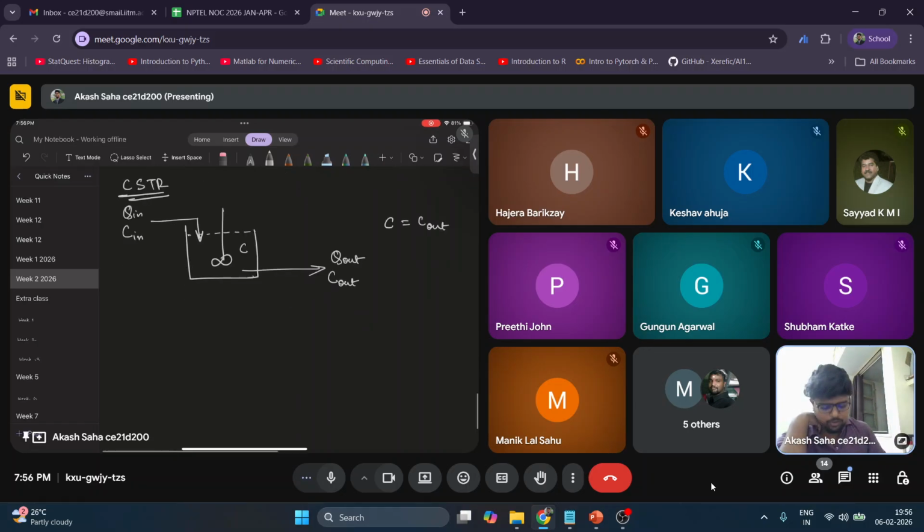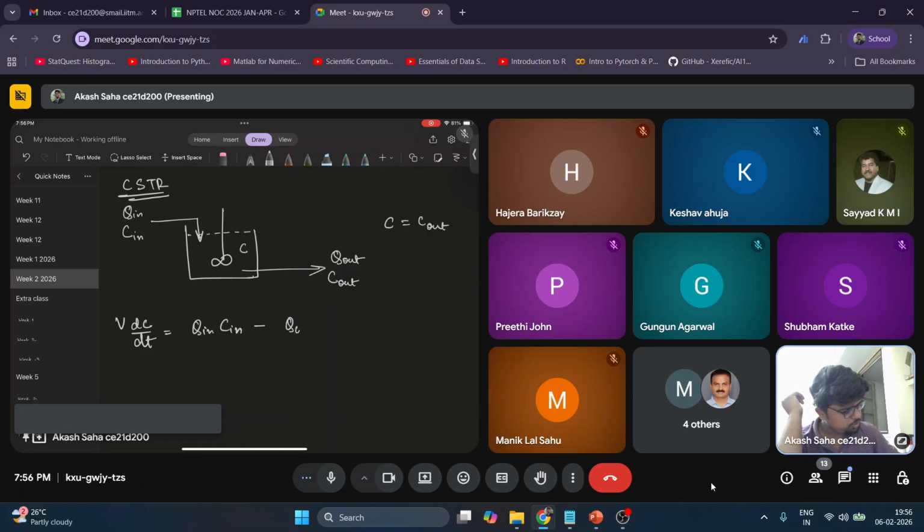Now again, the same equation we will put. What was the equation? That was V dC by dt is equal to Q in C in minus Q out C out plus V times the rate of formation Rf minus rate of removal Rr. So this is the equation.